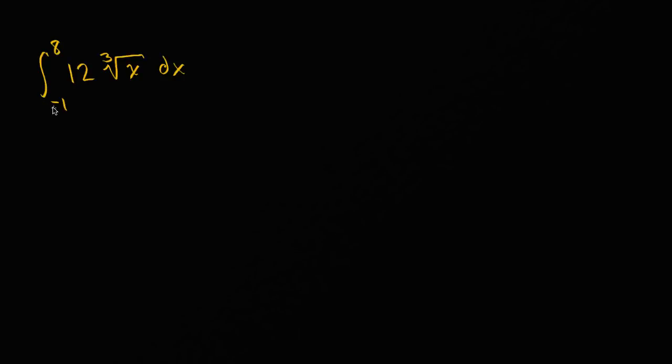So we want to evaluate the definite integral from -1 to 8 of 12 times the cube root of x dx. Let's see, this is going to be the same thing as the definite integral from -1 to 8 of 12 times x to the 1/3 power dx, since the cube root is the same thing as x to the 1/3 power. And so now, if we want to take the antiderivative of this stuff on the inside, we're just going to do essentially the power rule.